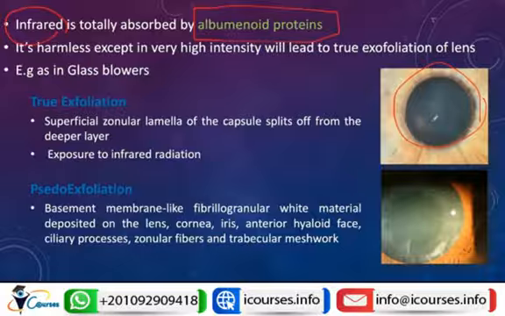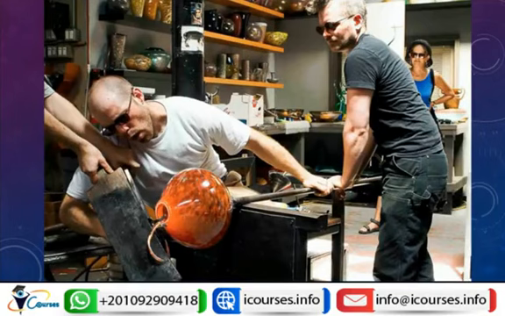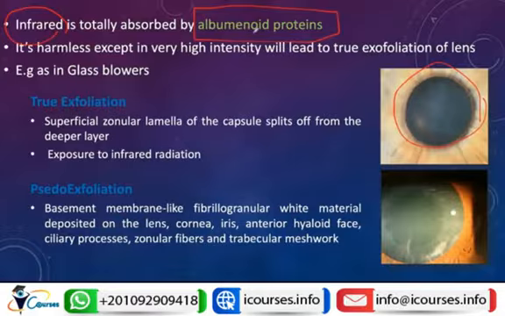and this happens in the case of glass blowers. Those who are glass blowers wear spectacles to protect their eyes from the infrared, which can cause damage to the lens, causing true exfoliation, or damage the retina, causing solar maculopathy, as we said before. So what is the effect of the infrared on the lens? It causes what's called true exfoliation.